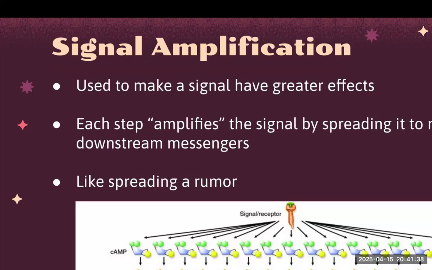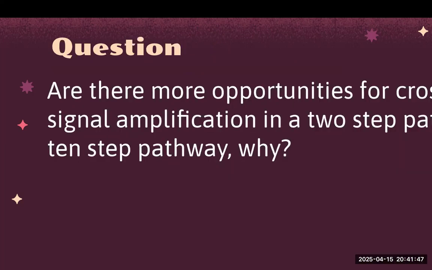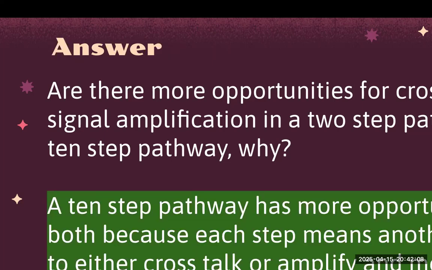Okay, talk about simplification. Crosstalk. Are there more opportunities for crosstalk or simplification in a 2-step pathway or a 10-step pathway, and why? Which one has more opportunities? 10-step. Somebody tell me why. More components, more steps, more opportunity, more people to talk to, more people to spread it to. It's taking longer, so there's more opportunity for another linear pathway to come in and do crosstalk, turn something on, turn something off, do whatever it needs to do.